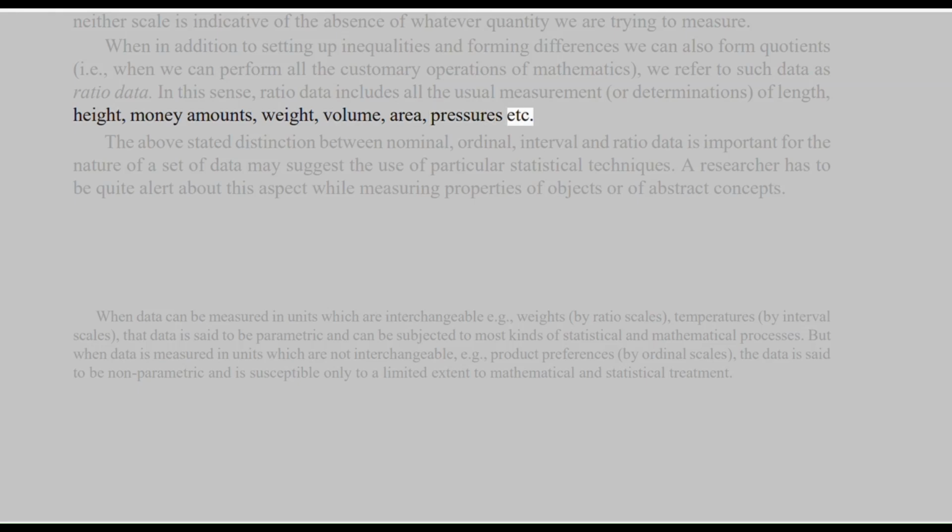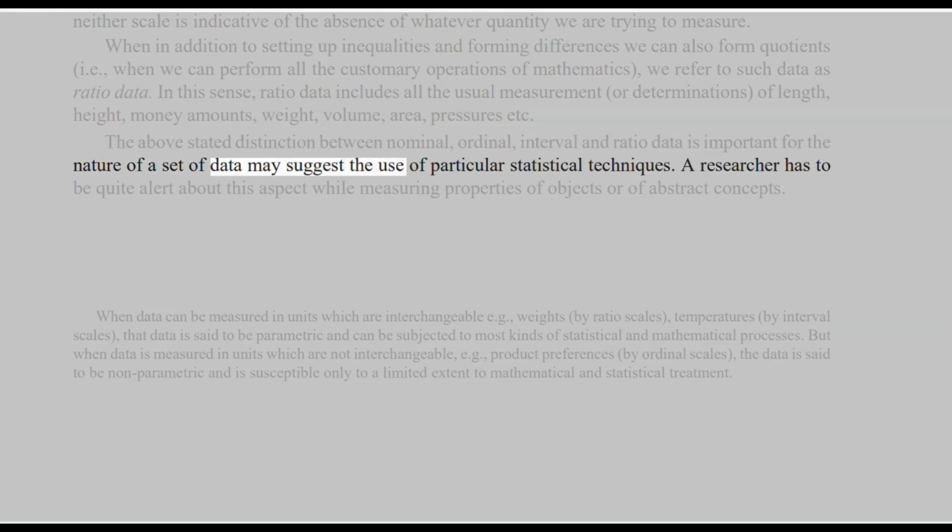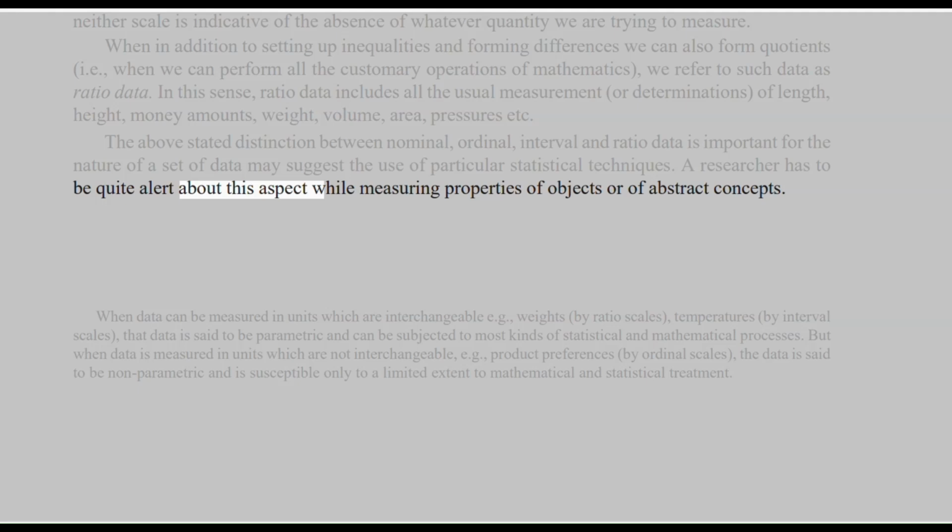pressures, etc. The above stated distinction between nominal, ordinal, interval and ratio data is important, for the nature of a set of data may suggest the use of particular statistical techniques. A researcher has to be quite alert about this aspect while measuring properties of objects or of abstract concepts.